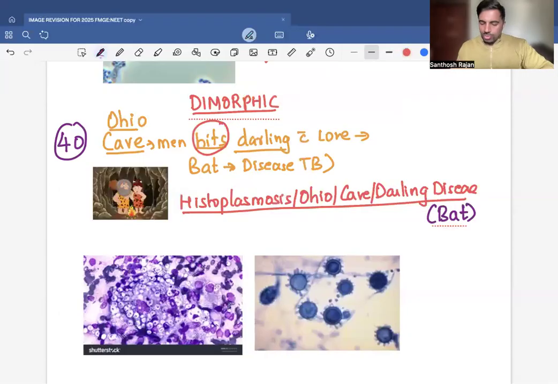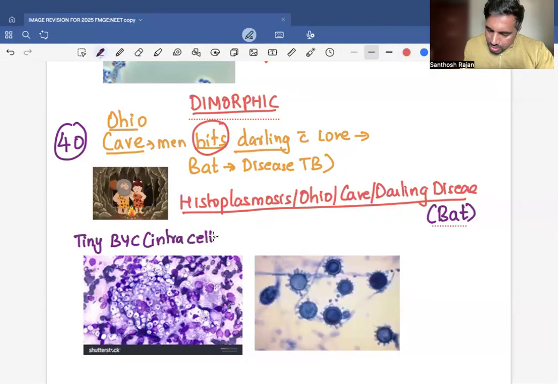For any dimorphic fungus, lung infection is the primary, and then it goes to disseminated disease in the immunocompromised. Dimorphic means two forms: the yeast form and the hyphae, or mold, form. In the yeast form, you will see tiny budding yeast cells, intracellular, inside the macrophages, very, very tiny. This is for Histoplasma, number 40.